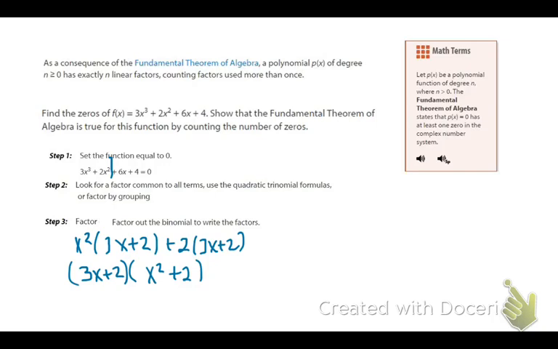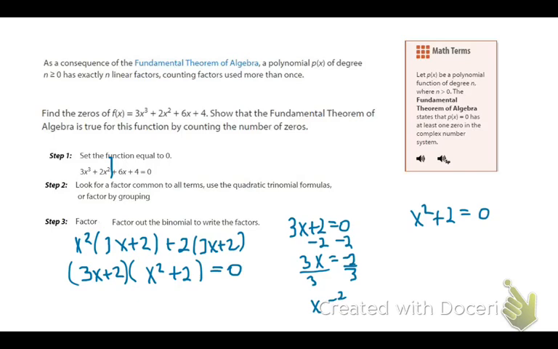Now our next step then is to set this equal to 0, just like we did with our quadratics, and then we will solve. So that gives me a 3x plus 2 equal to 0, and an x squared plus 2 equal to 0. We'll solve our first one here, so we would move our 2 to the other side as a negative, and then divide out our 3. So we have x equals negative 2/3 here. And then over here we have x squared plus 2 equal to 0. Well, I'm going to go ahead and move the 2 over as a negative 2. I have x squared equals negative 2.